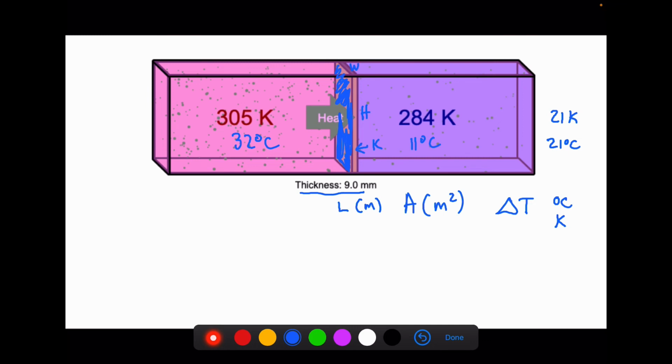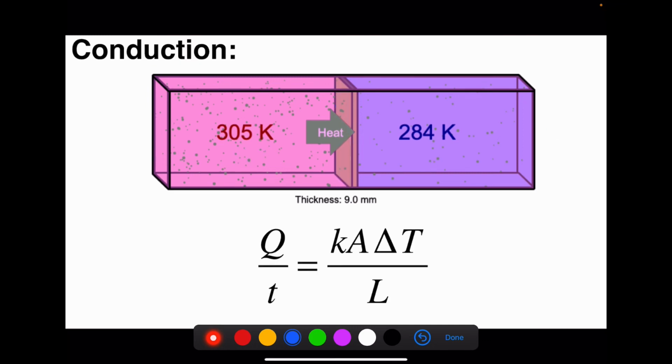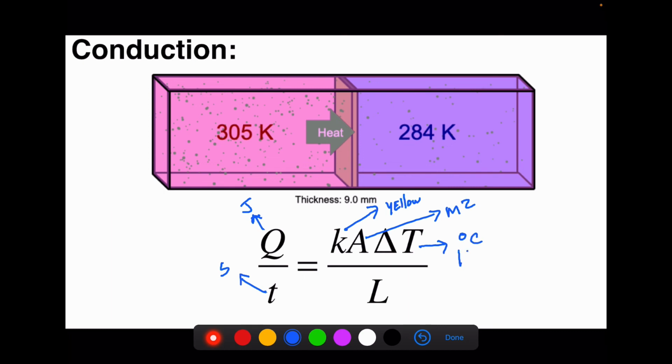You find it on your reference sheet. The formula looks like this. Heat, that's going to be measured in joules. Time, that's measured in seconds. This is from your yellow sheet or maybe your green sheet, depending on which one you got. Area, meter squared. This can be in Celsius or Kelvin. This is thickness, and that's going to be in meters. Again, sometimes we want this to be a big number, and sometimes we want it to be a small number. Remember, joules per second can also be called watts.